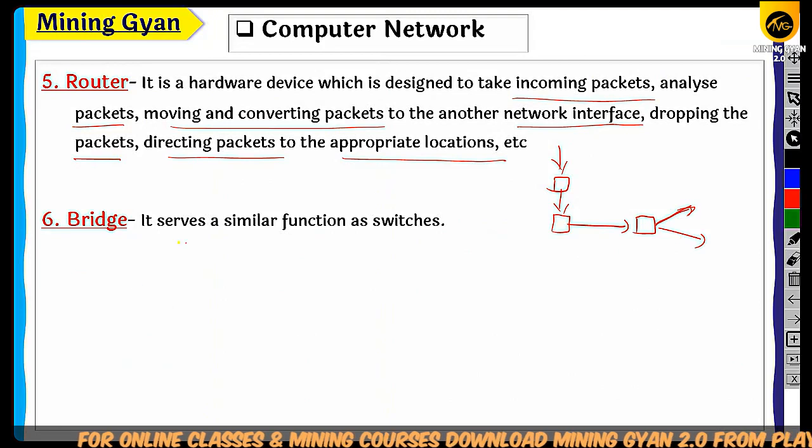The next one is the bridge. It serves a similar function as a switch.